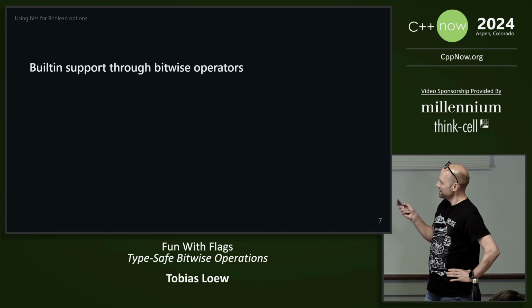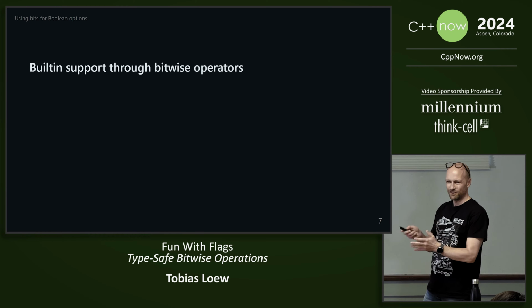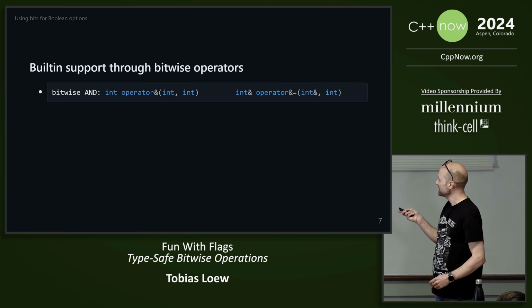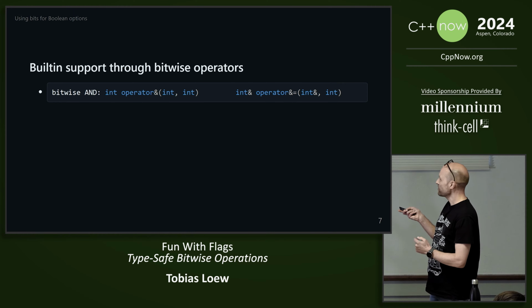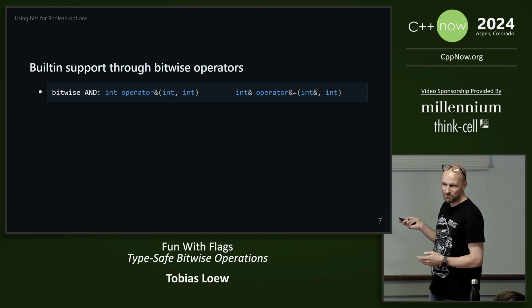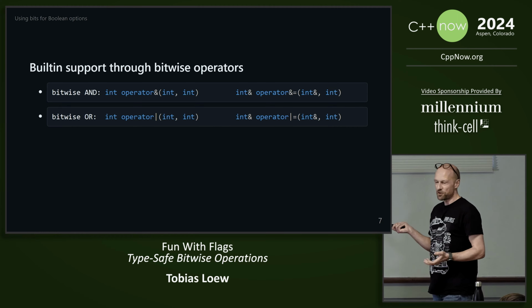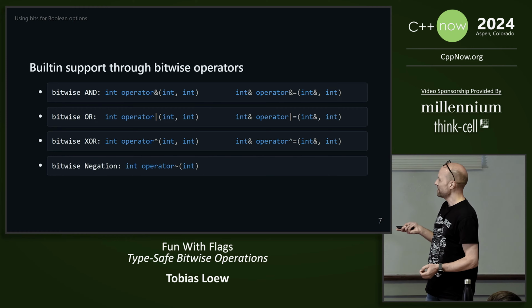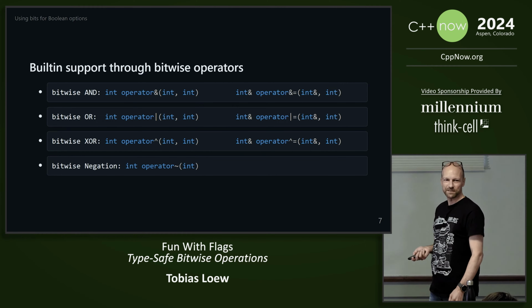Next, we have built-in support for working with bitwise operations. We have the bitwise OR operator, the AND operator, the bitwise AND assignment operator, the same for the OR and the XOR, and then the bitwise negation operator, which simply flips all bits in our int.